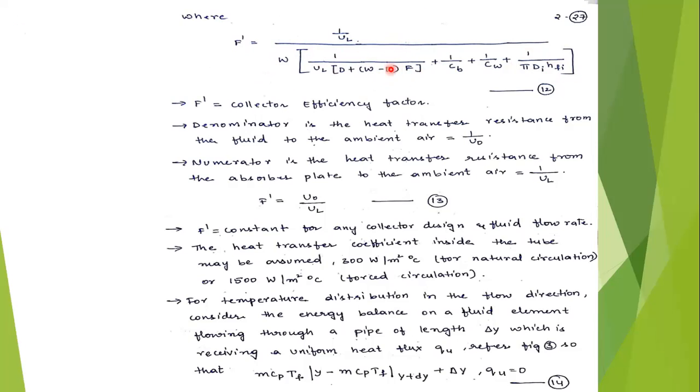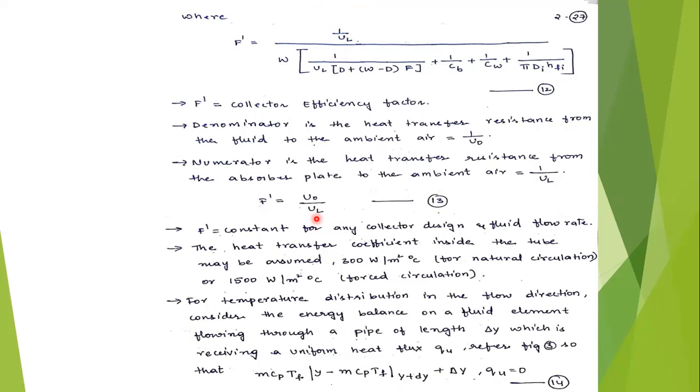This is the heat transfer resistance from the fluid to the ambient air, the denominator, and the numerator is the heat transfer resistance from the absorber plate to the ambient air. This is 1 by UL. This is 1 by U naught. So if you substitute, F dash is equal to (1 by UL) by (1 by U naught), you will get F dash is equal to U naught by UL.